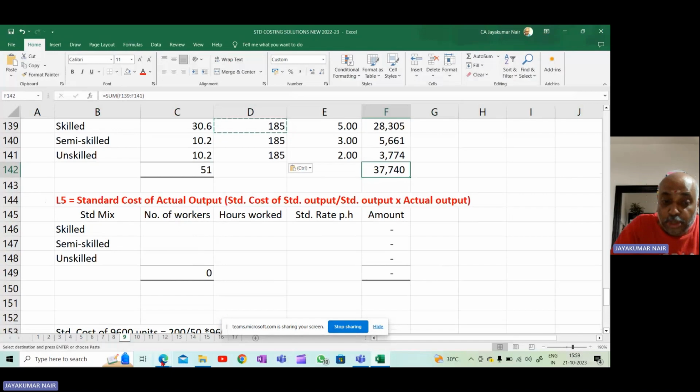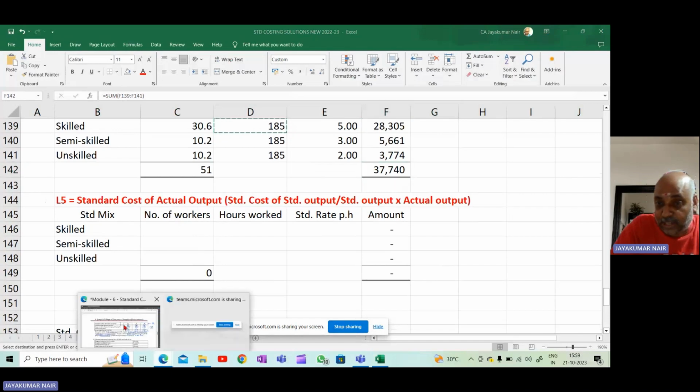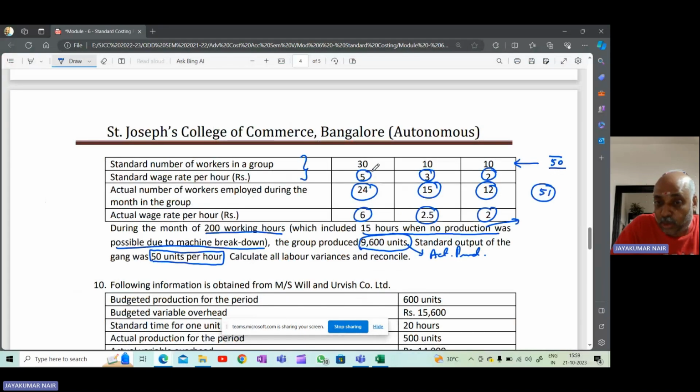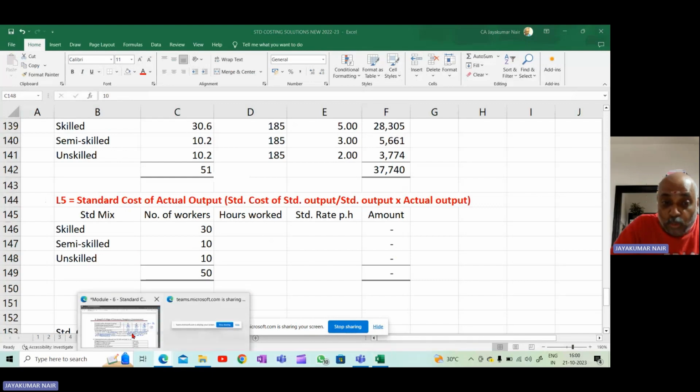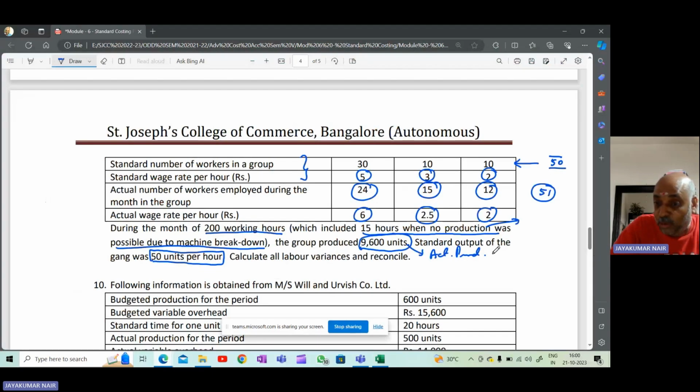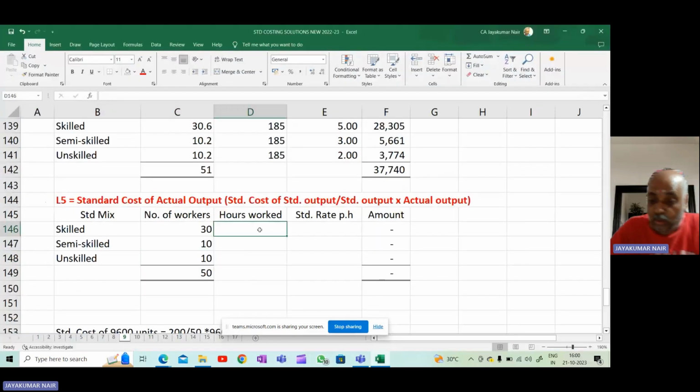So what do we do? You find out what is the standard. Standard is what? 30, 10, and 10. So a group will consist of 30, 10, and 10. This is the standard. Out of 50, 30 will be skilled, 10 will be semi-skilled, and 10 will be unskilled. How many hours they are working to make 50 units? If they work for 1 hour, they will produce 50 units. So I am going to take 1 hour here.